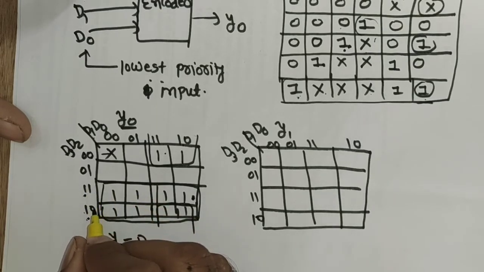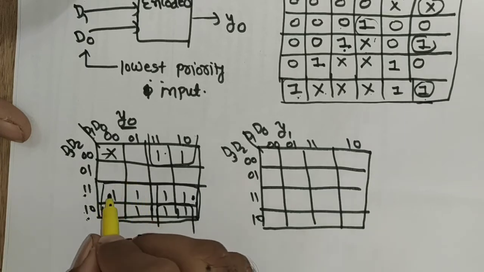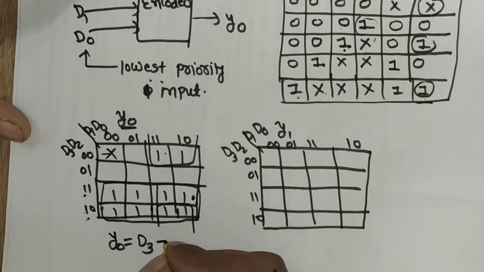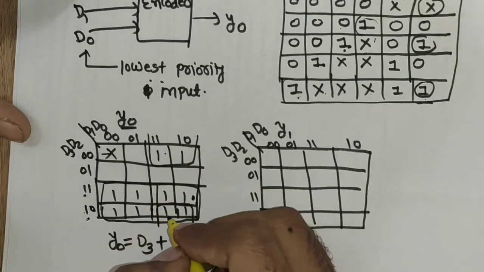D2 is here 1 and here 0. That will be changed. D1 is 0 and here 1. Difference. D0 is also 0 and 1, difference. Plus. Now write the equation for the square.